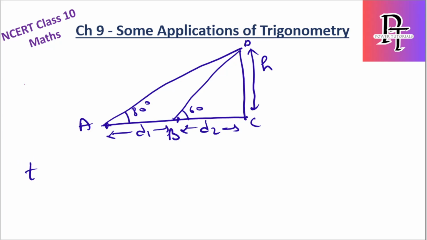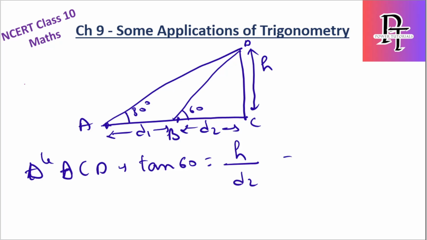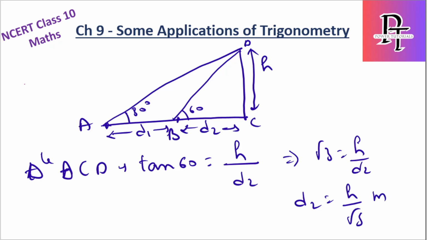So let's take the first triangle. Let's take the small triangle only, BCD. If we consider triangle BCD, then tan 60 is equal to height h by d2. I can say now tan 60 is how much? Root 3. Root 3 is equal to h by d2. So d2, I can say, is h by root 3. I got the d2 distance, which is h by root 3.